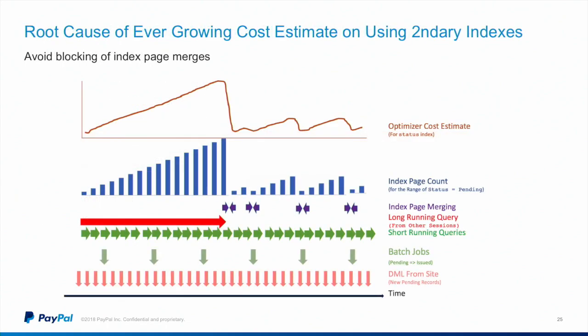This is a use case where we have an hourly batch job running on one reader node in the cluster. It's affected by a long-running query on a different node of the cluster. When there is a long-running query, the index page merging on the secondary index gets blocked, the number of index counts keeps growing, and the optimizer cost also keeps growing. When it goes over the threshold, the optimizer picks the suboptimal index and affects that hourly critical batch job.